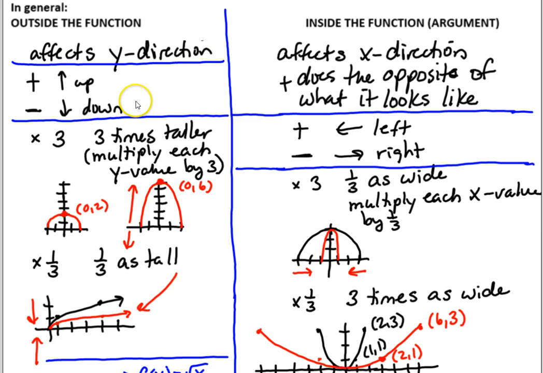So now let's look at addition and subtraction. Addition goes up, subtraction goes down. Remember, this does the opposite of what you think on the x direction, so addition inside the function makes the graph go to the left. Subtraction inside the function makes the graph go to the right.